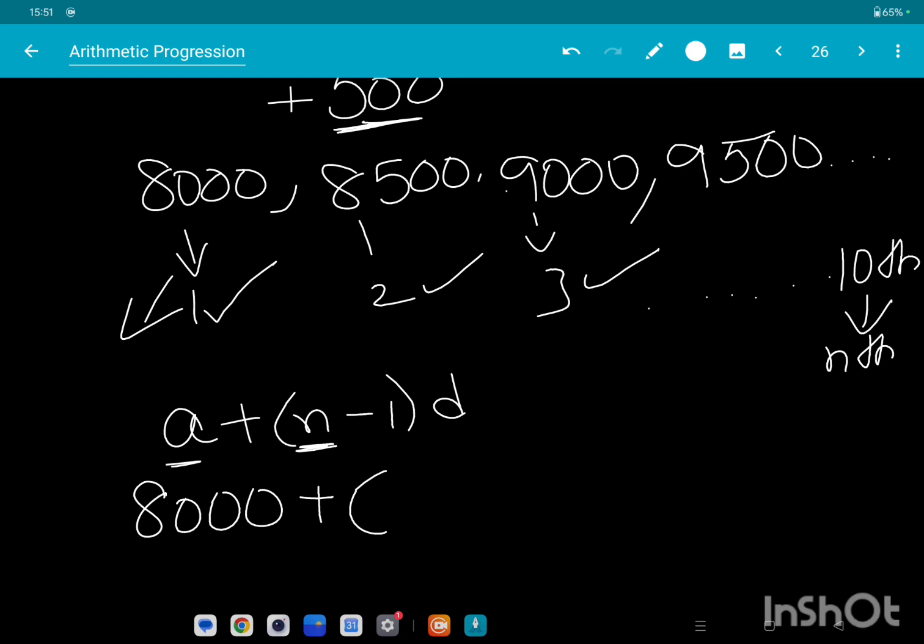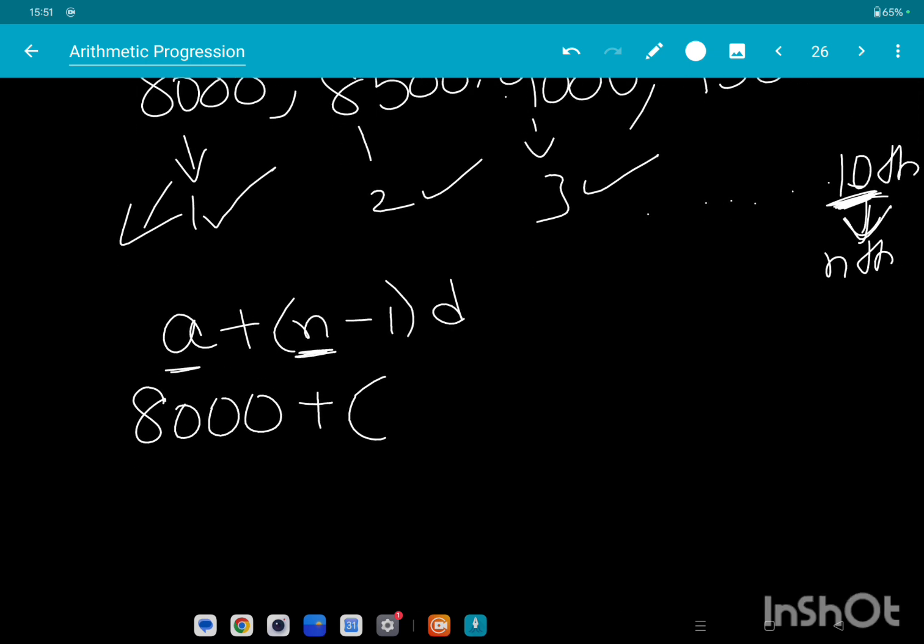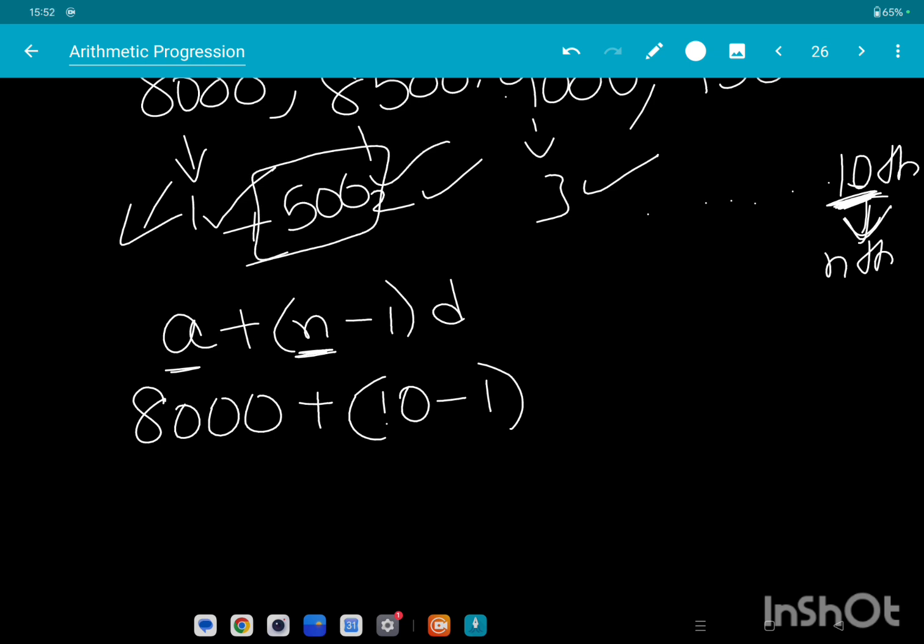Which term do I want? I want 10 years. After 10 years, how much salary did I get? So that is the reason we need to find the 10th term. So here we want the 10th term. It means I can write 10 minus 1 into, what is the common difference here? We already know the common difference is 500, because every year 500 is increasing, right? So 500 is the common difference.